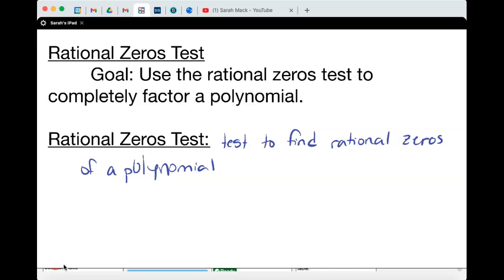Okay, what's a rational number, since we're using that word? A fraction. So a number that can be written as a fraction.